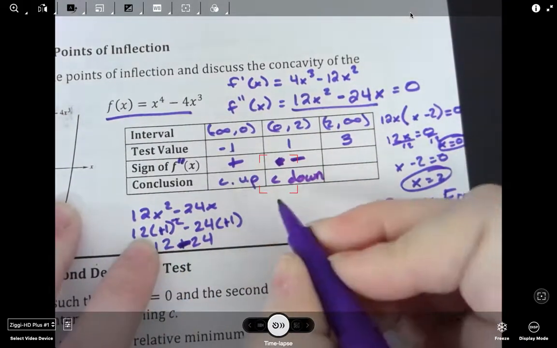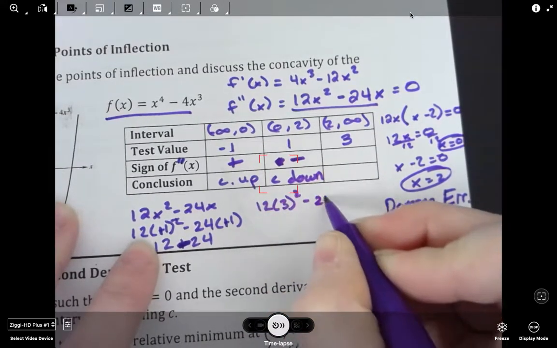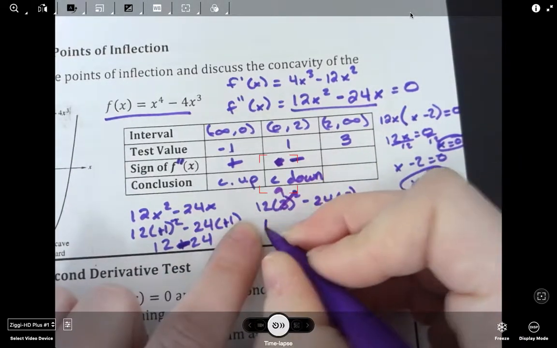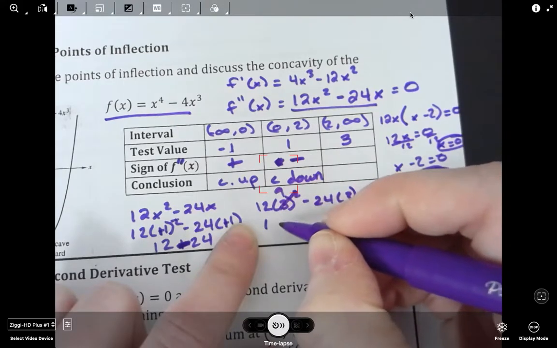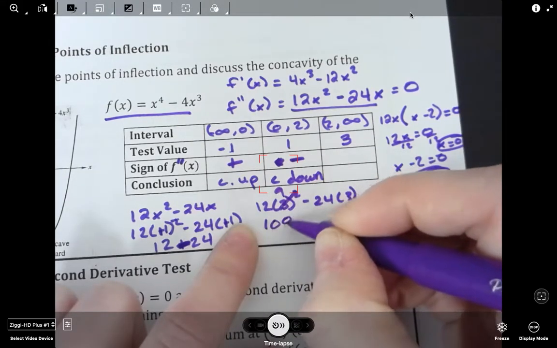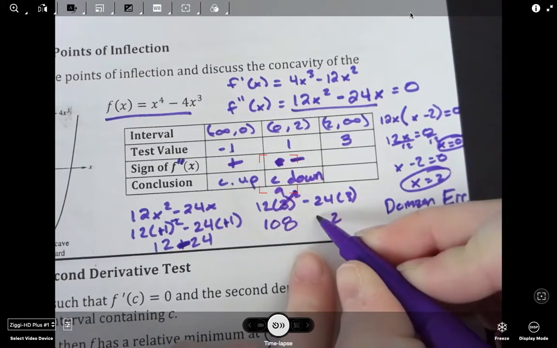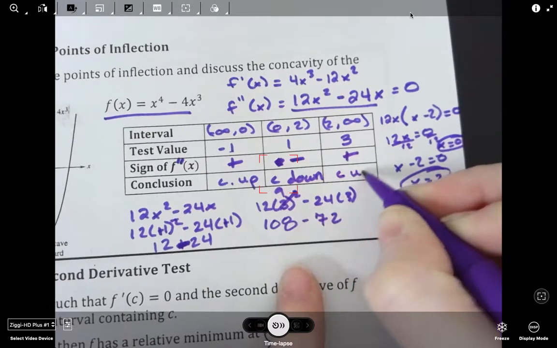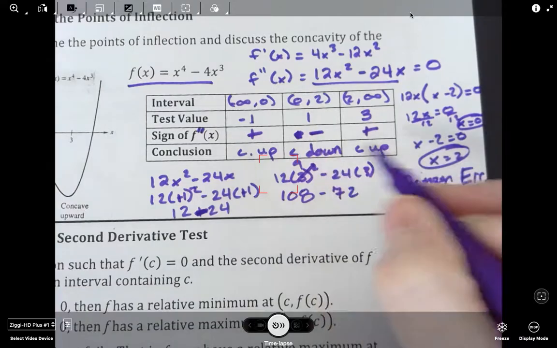Okay, and if I plug 3 in, 12 times 3 squared minus 24 times 3. This is 12 times 9, which is 108. Minus 24 times 3 is 72. So still a positive number. Concave up. Okay. So I have my concave up, concave down, concave up.